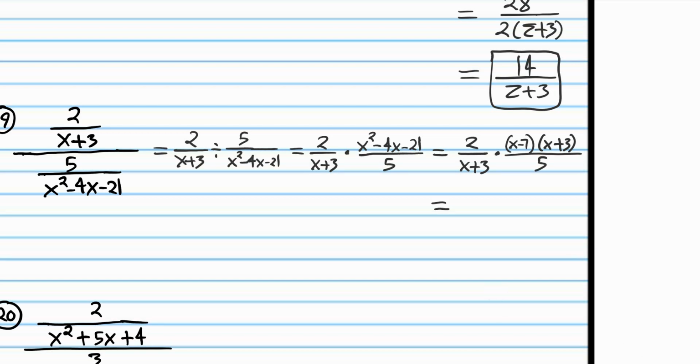And now we can just cancel as usual. We have x plus 3 on top and x plus 3 on the bottom. So we just make those disappear. And we have 2 times x minus 7 is 2x minus 14. And 5 times 1 is just 5. Again, you can just consider the canceled out parts to be 1.